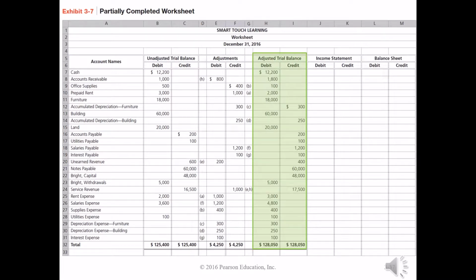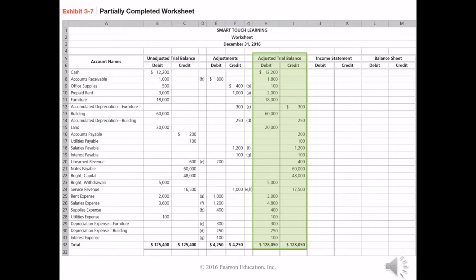Now let's look at office supplies. Office supplies is right below accounts receivable. Our unadjusted trial balance was $500 debit. To that amount, we credited an adjustment of $400. That would reduce our office supply debit down to a $100 debit, which you can see in our adjusted trial balance debit column. Once you add up each one of these columns in your adjusted trial balance, they should balance to show that all of your accounts in your general ledger are in balance.